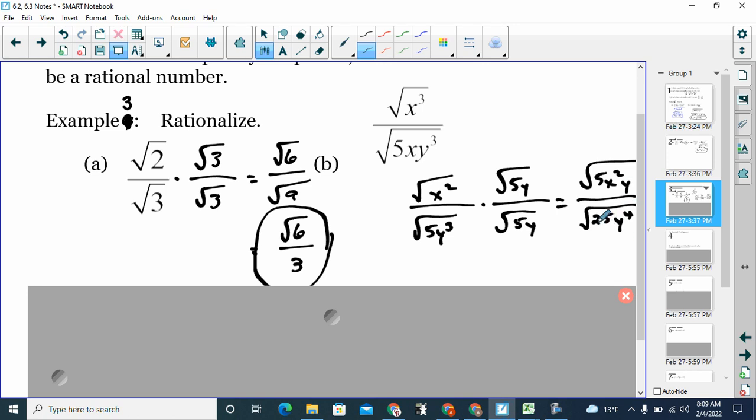So on the bottom, I have 5y squared. No root, that's good. On top, square root of 5 can't be simplified. Square root of y cannot, but the square root of x squared is x. So I have x square root of 5y in the numerator. These are under the root, these are not, so even though they have the same variable, I cannot simplify those in any way.